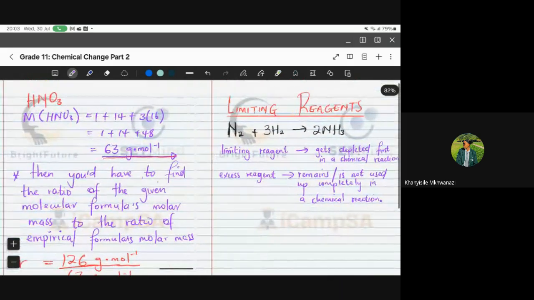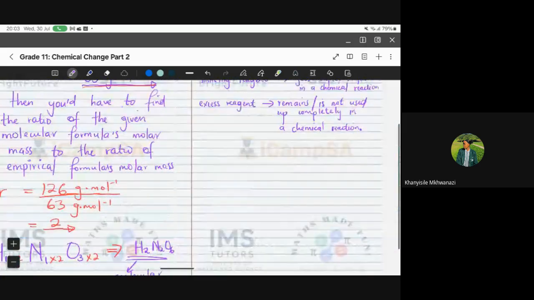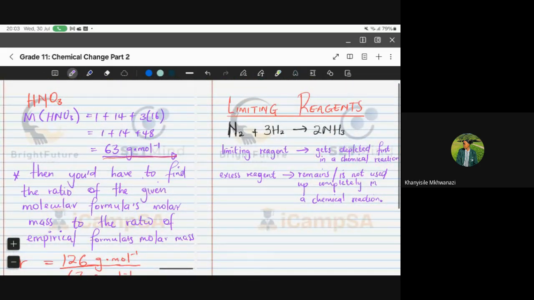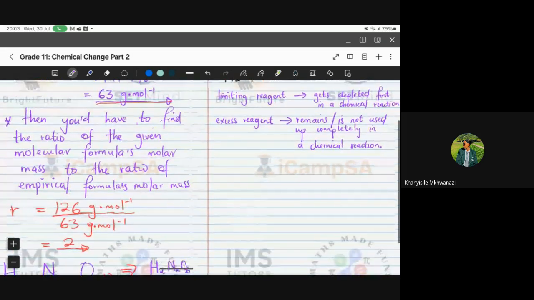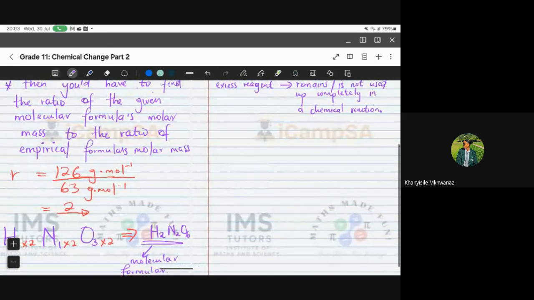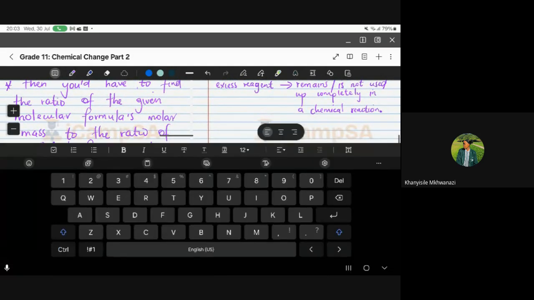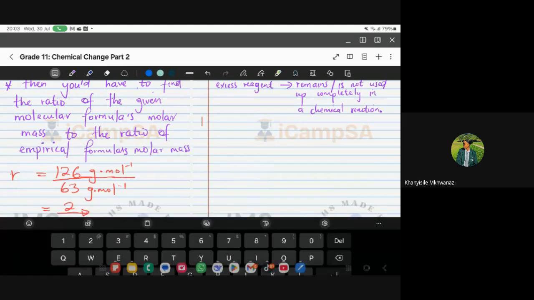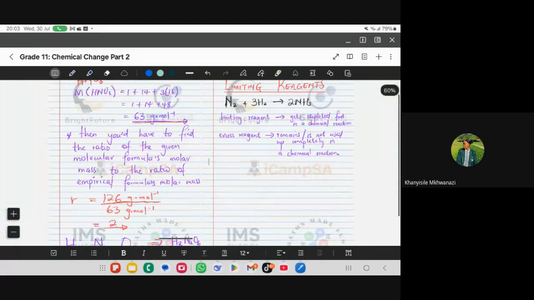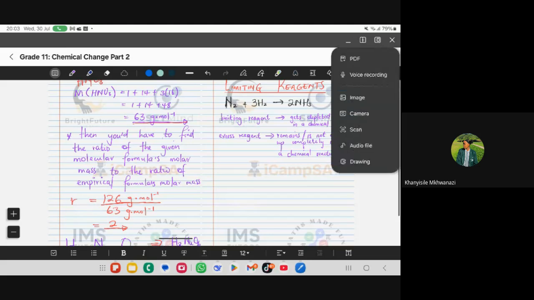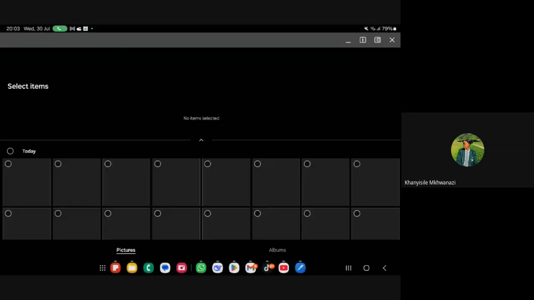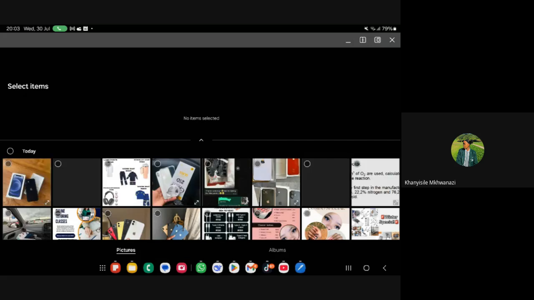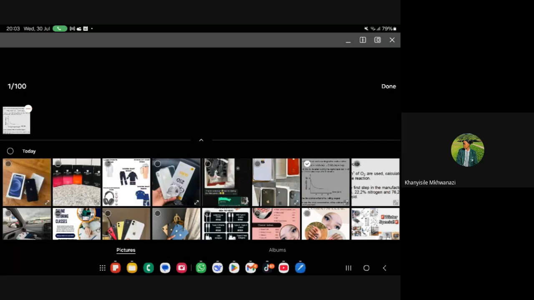Okay, let me zoom in a bit. Now let's get an example up here. It's good to have examples for limiting reagents and the other question we just did. It's the easiest way to explain it. I think I had a nice example here. Oh yes, this one. I like this one.